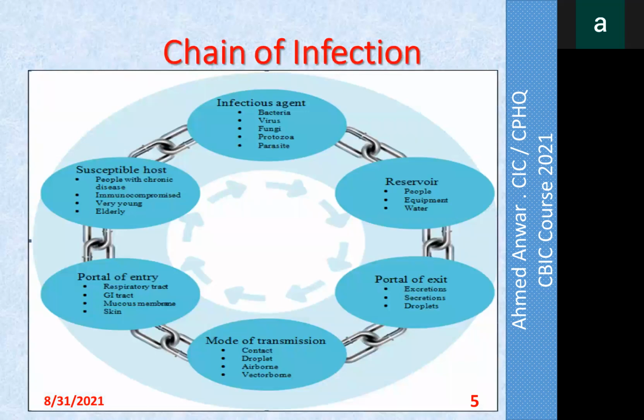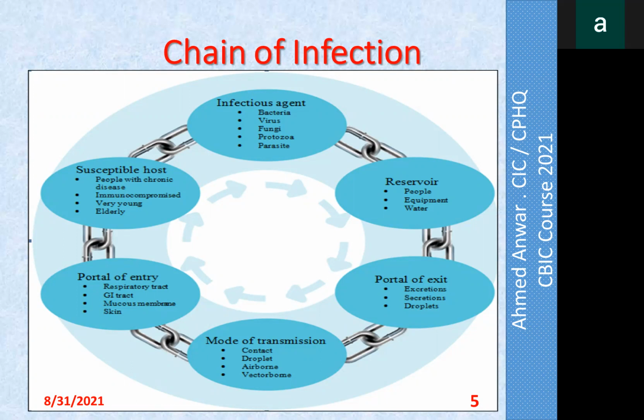This is the chain of infection. For the infection to transmit from one person to another person, it requires a chain. It starts from the infectious agent, which may be bacteria, virus, or fungi, then transferred to the reservoir, in which the microorganism or the infectious agent will survive and multiply. Then it will find a portal of exit through the secretion or droplet.